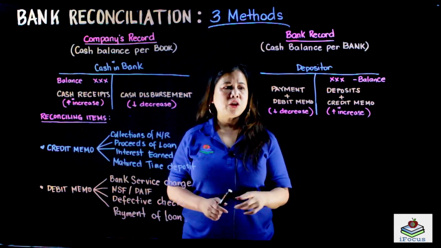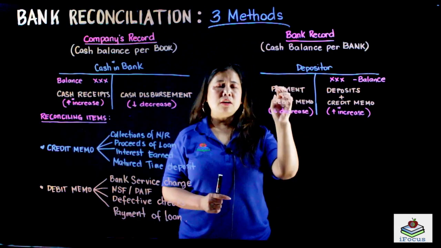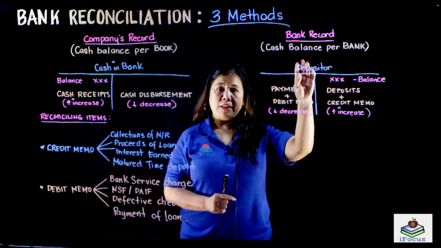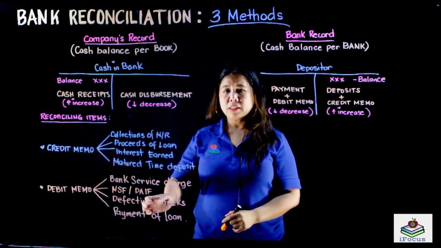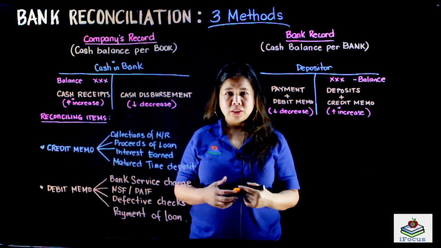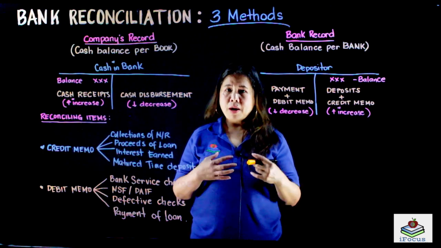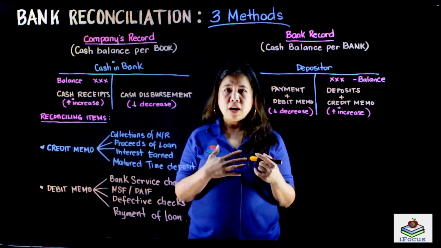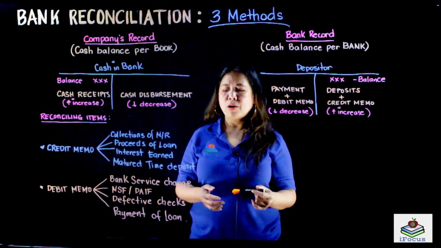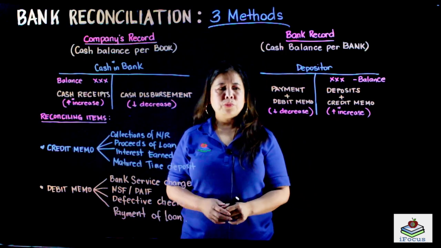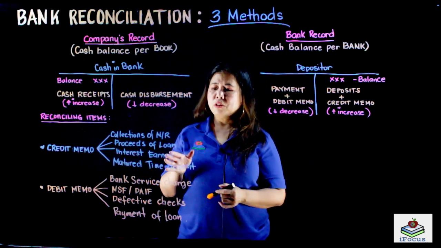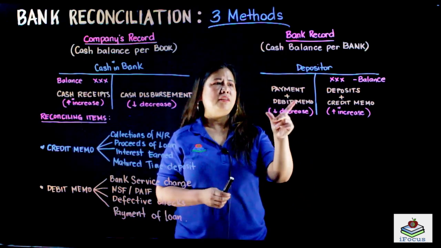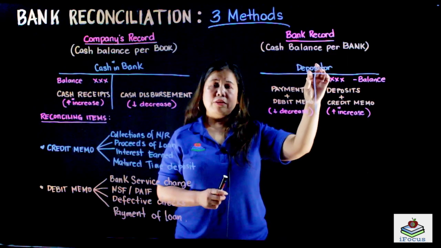So, itong NSF check, nagdi-decrease ang cash ng depositor sa kanyang account. Defective checks, kapag defective like walang signature or magkaiba ang amount ng words versus sa numbers ng amount. And payment of loan, kung meron siyang payment for the loans, binabawas din yan ng bangko sa account ng depositor.